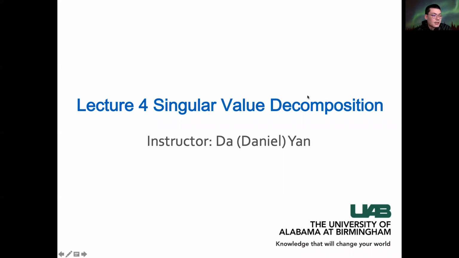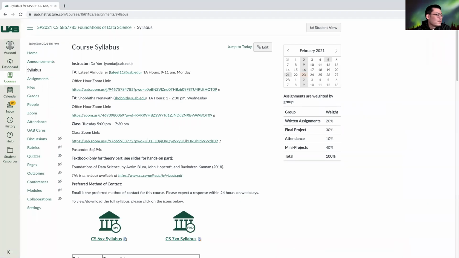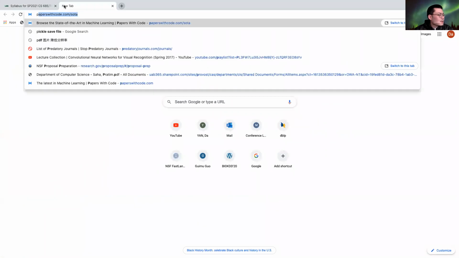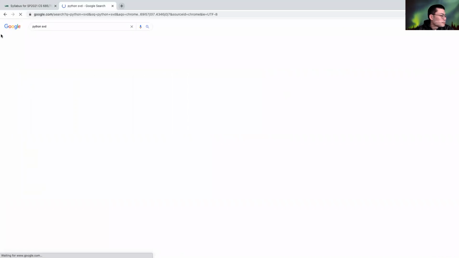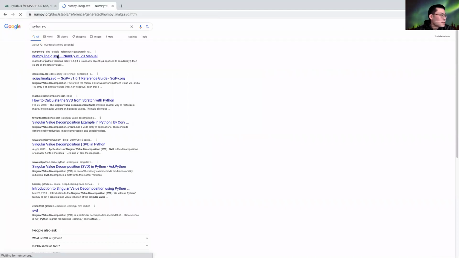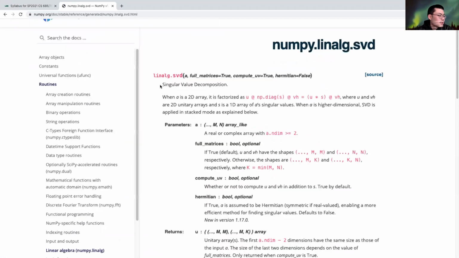The first is called singular value decomposition, SVD. I believe some of you might have already heard of SVD. You can easily find libraries to do the SVD decomposition. For example, if you use Python, you have the linear algebra library in NumPy, and you can do singular value decomposition.